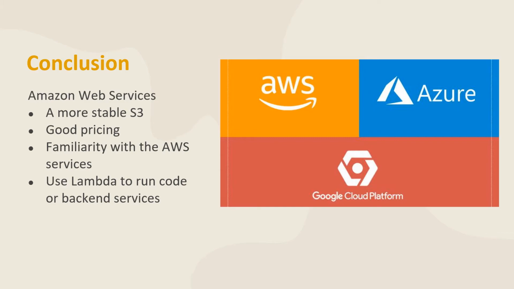Among these three cloud platforms, we have chosen Amazon Web Services as our cloud platform because of its stable services and good pricing. We are also quite familiar with the AWS services. We can use Lambda to run our code and backend service in the background, and it will fully assist in our application development process. That's all for my presentation. I will pass to my team member.